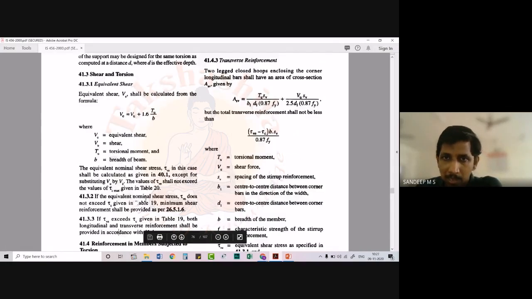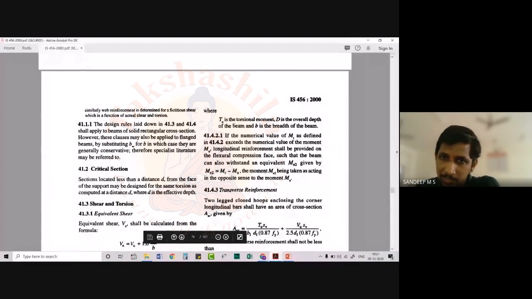And one more thing is mentioned here, where TU is the torsional moment, D is the overall depth of the beam, and B is the breadth of the beam.